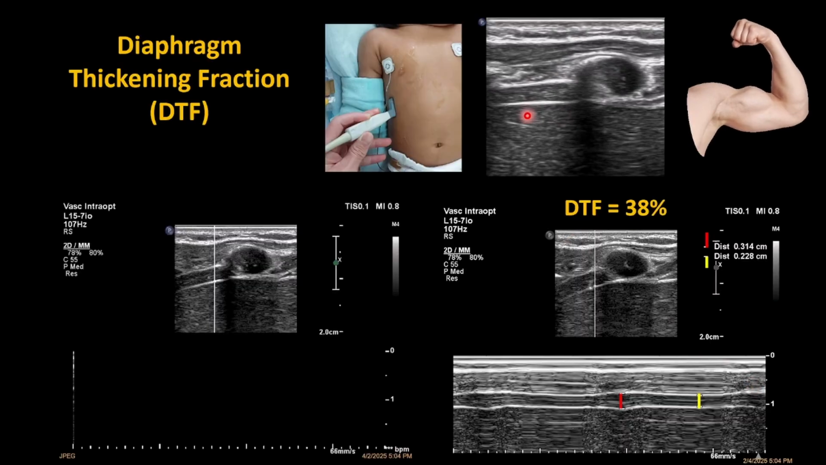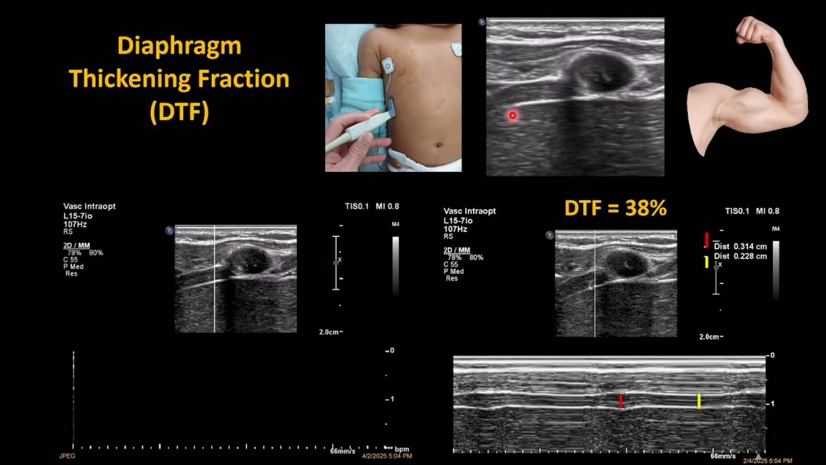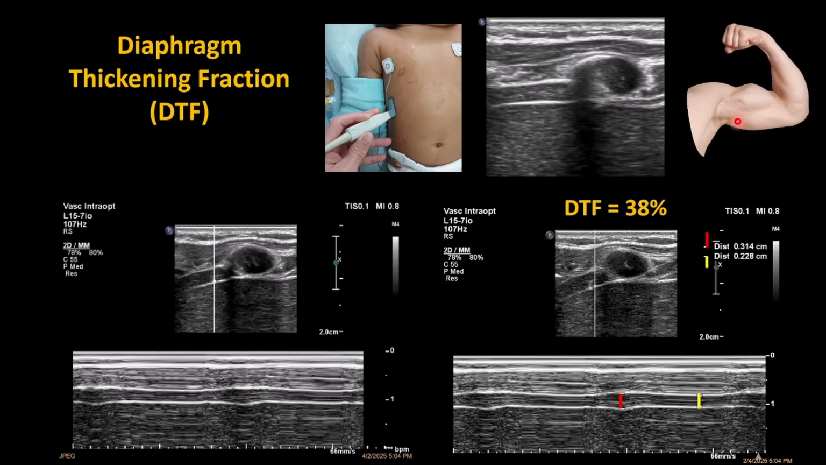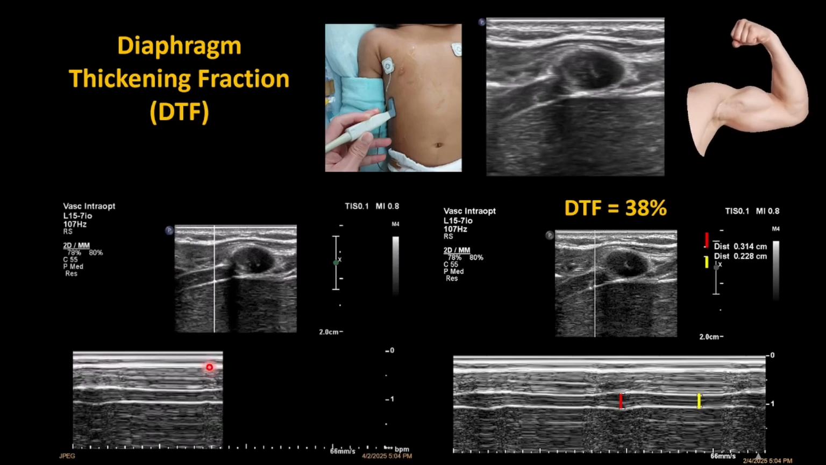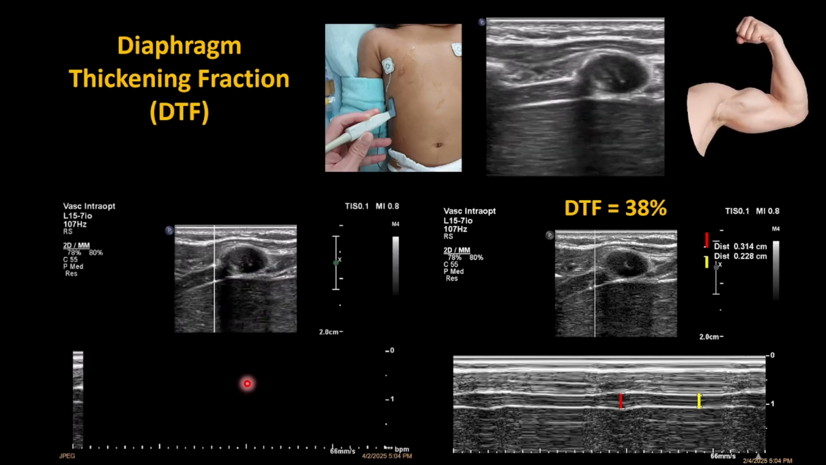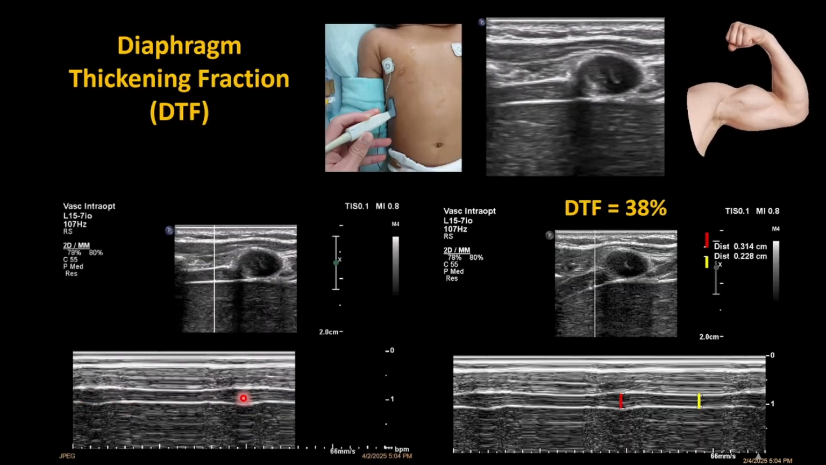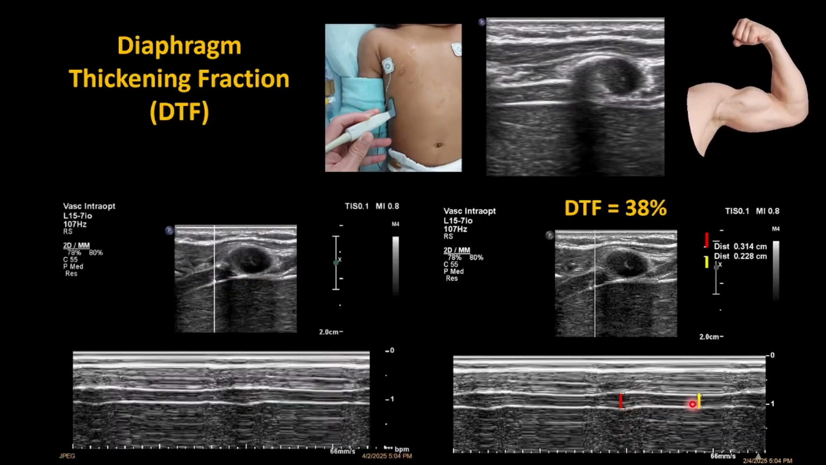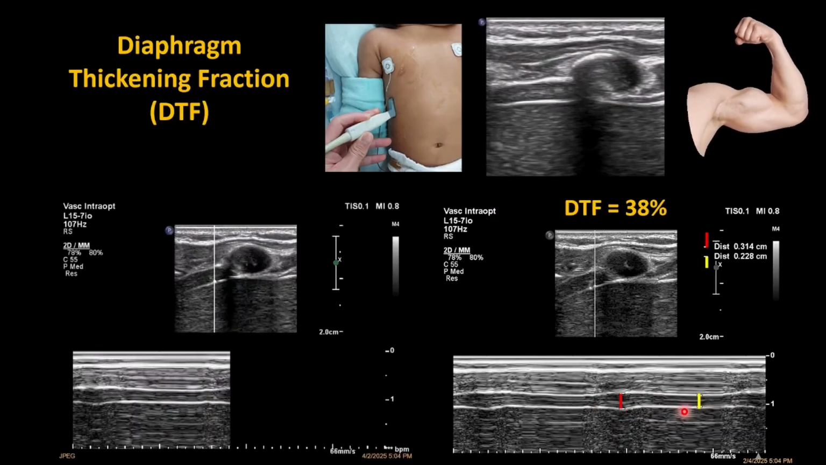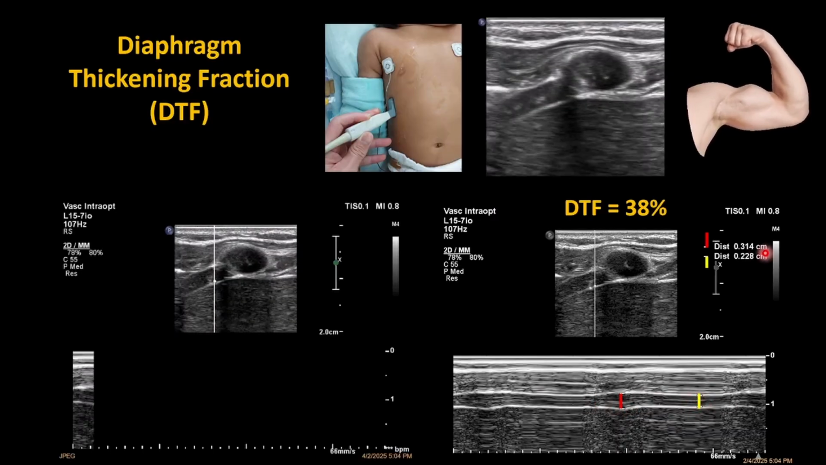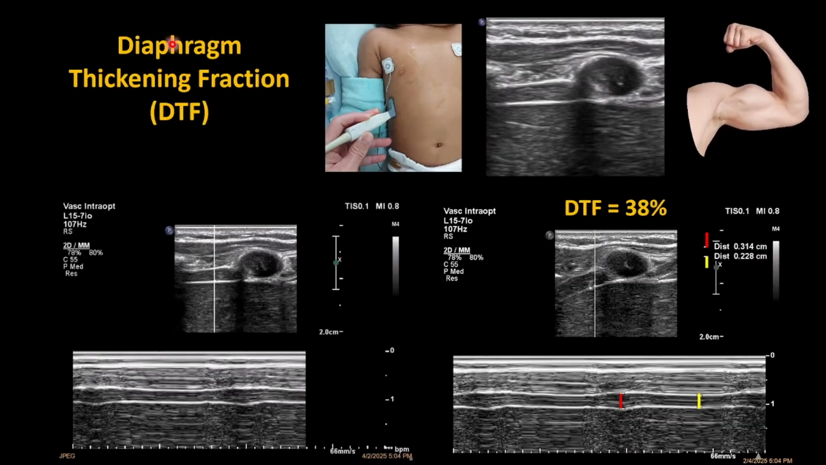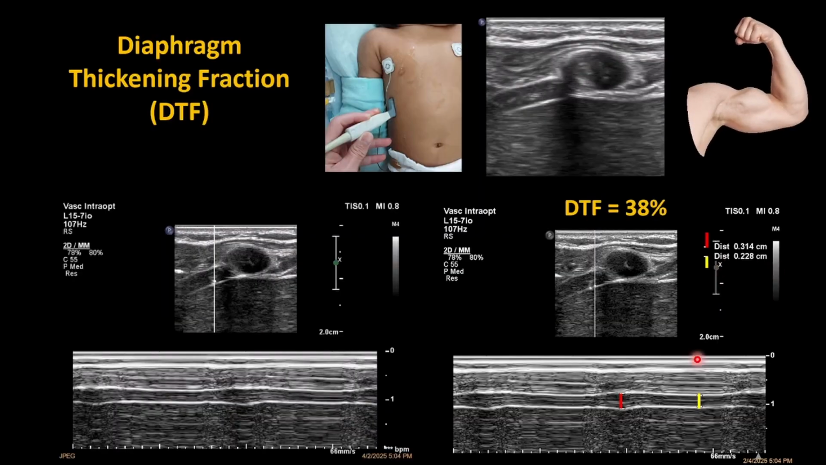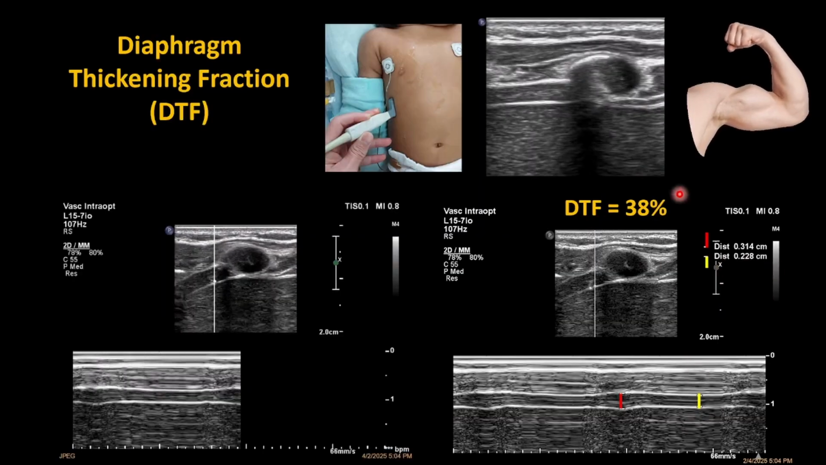So this is what we are actually measuring: the contraction of the diaphragm. Like what is shown in this picture, we measure the contraction and relaxation. Put the M mode across. This is the time when there is contraction and then relaxation. Then you measure the difference between the contraction and the relaxation, and we divide it by the relaxation. This is what I call the diaphragm thickening fraction, in terms of percentage. So difference over the relaxation, here the DTF is 38%.